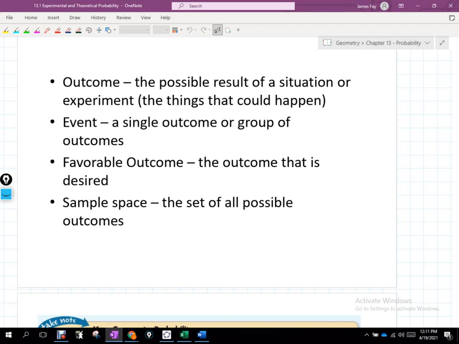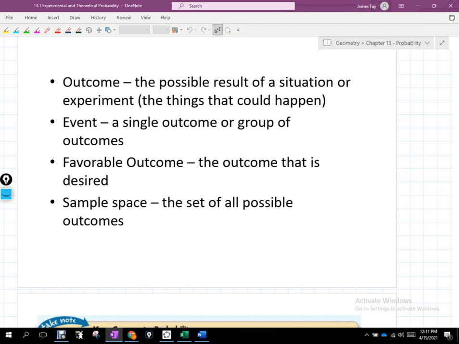Okay. So, talking about probability, and we're going to jump around. Chapter 13 is all about probability, but there are some sections in here that we'll skip for the time being. But in probability, these terms are very important. The word outcome is the possible result of a situation or experiment. It's the things that could happen. So when I ask you, if I flip a coin, the things that could happen are heads and tails, right? So heads and tails are referred to as outcomes.